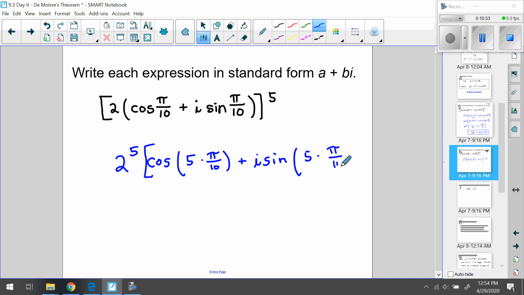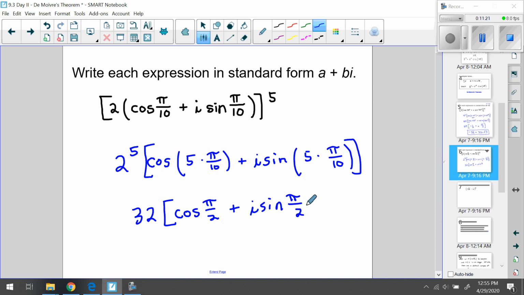All right, so then just like the last problem, it's just a matter of substituting and simplifying. So 2 to the 5th is 32. And then 5 times pi over 10 will be pi over 2. So we'll say cosine pi over 2 plus i sine pi over 2. So pi over 2 is a pretty friendly value that we know the sine and cosine of from our unit circle.